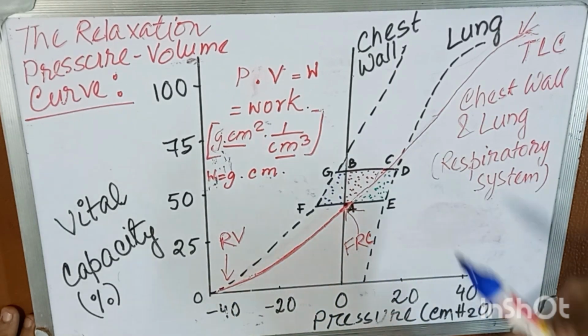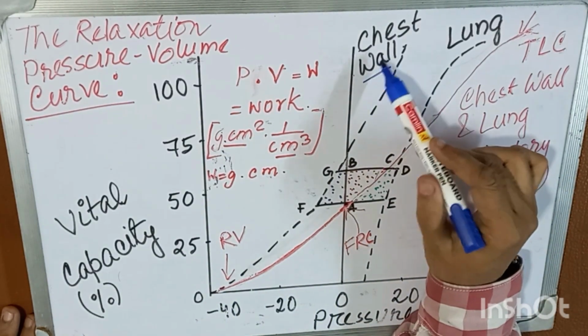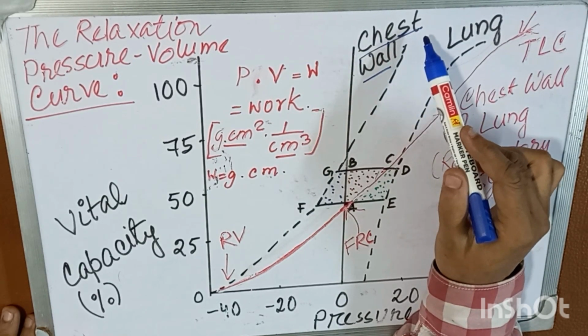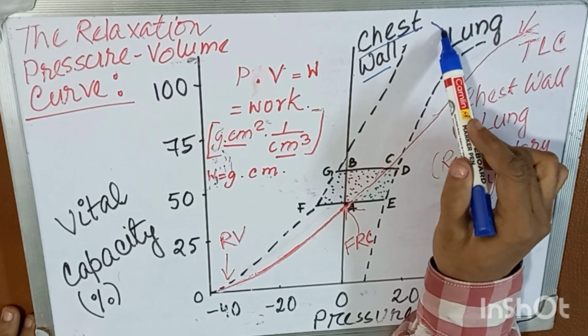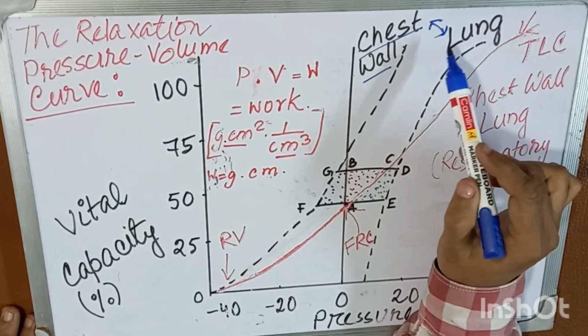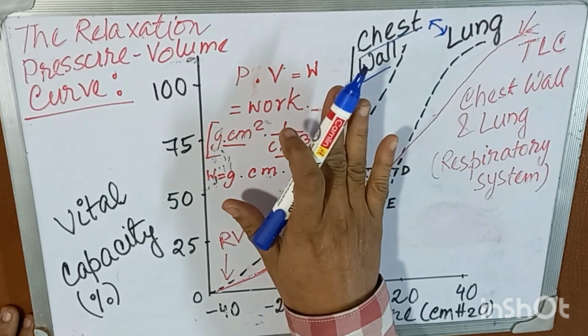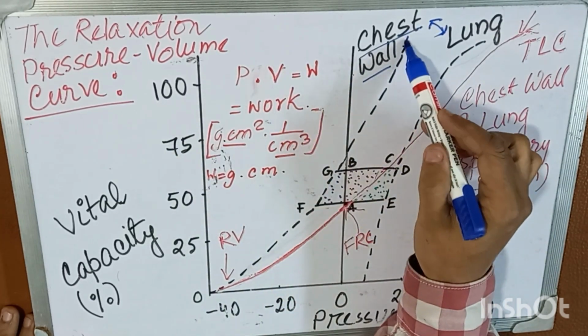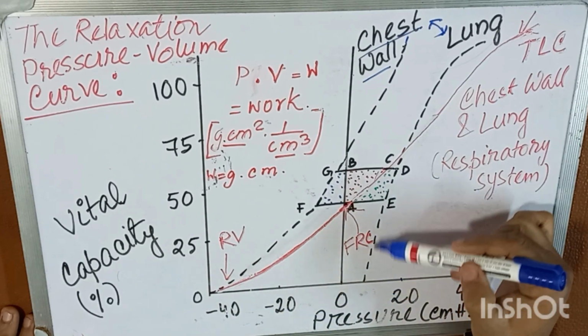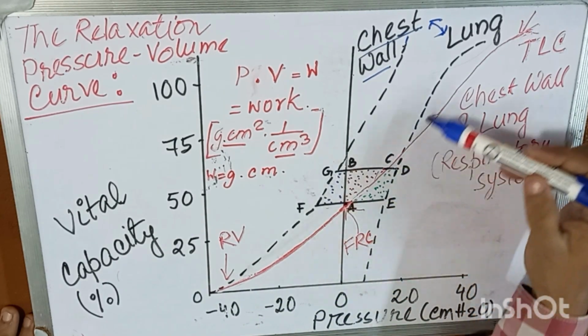because the chest wall has an inherent property. The chest wall has an inherent property of expansion, so it will always stay expanded relative to the lungs. Relative to the lungs, the chest wall always has an expanding property, and it will always try to pull up the lung. So if this is the pressure volume curve of the chest wall, this is the pressure volume curve of the lung.